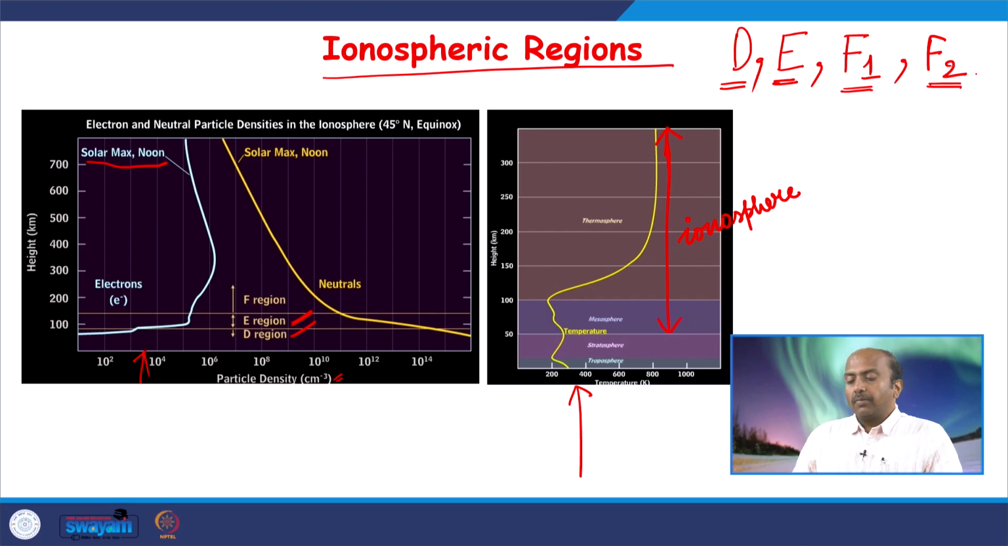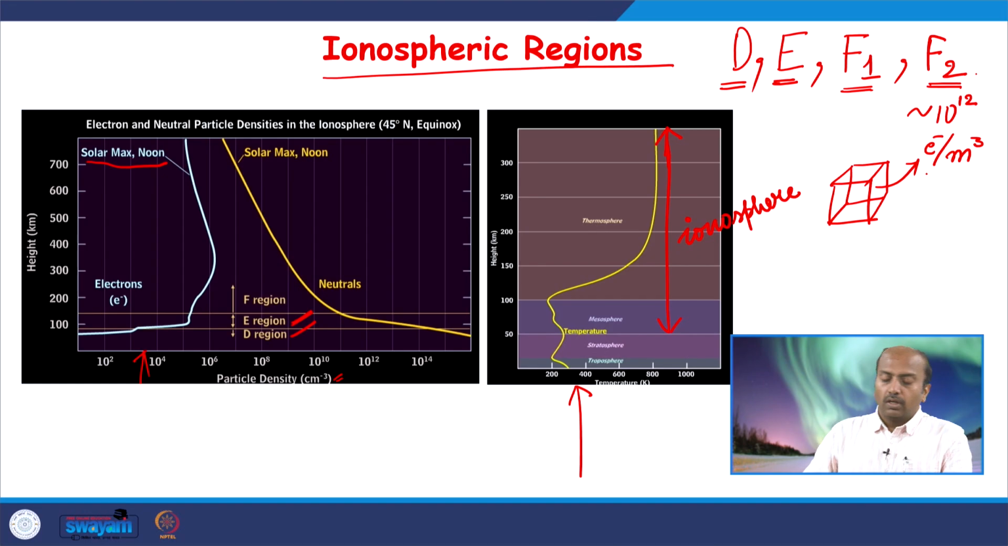But the F2 region is where there are a maximum number of electrons per unit volume. The total number of electrons per unit volume will be of the order of 10 to the power of 12 electrons per meter cube. So you imagine a cube of each side equal to 1 meter. Within this cube, there will be 10 to the power of 12 electrons, right. So equal to the number of neutrals, equal to the number of ions.